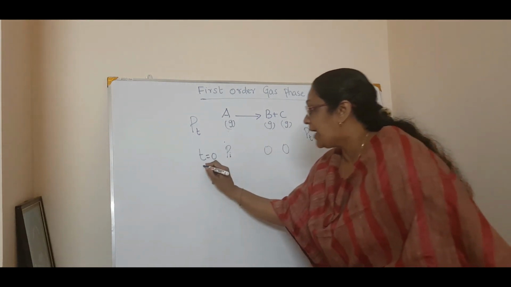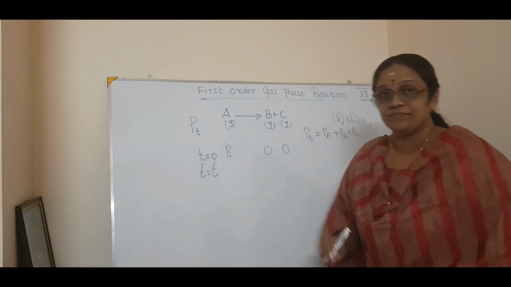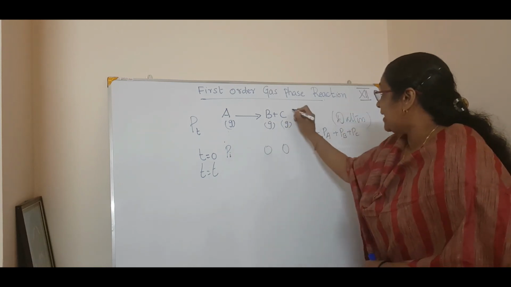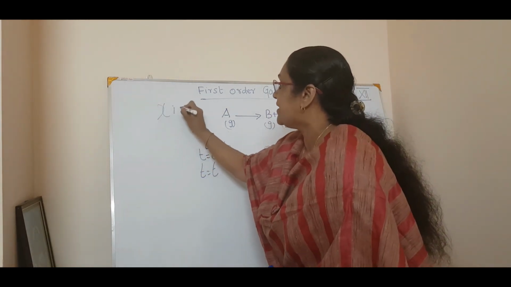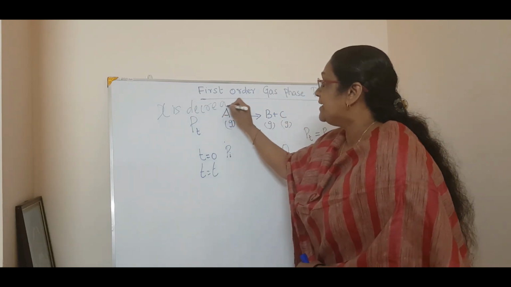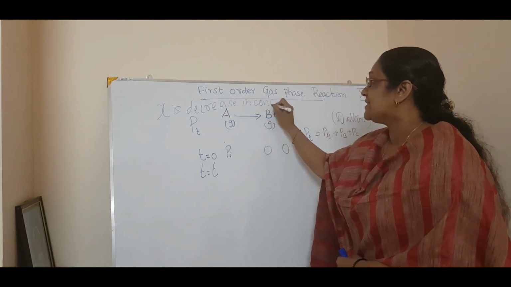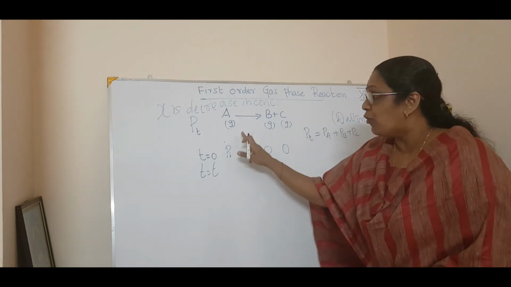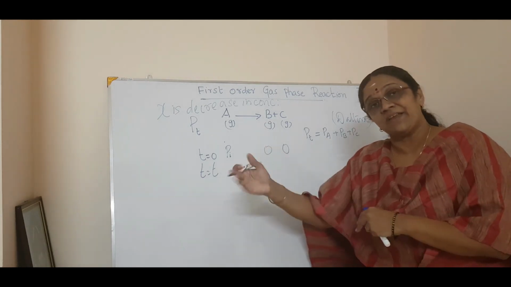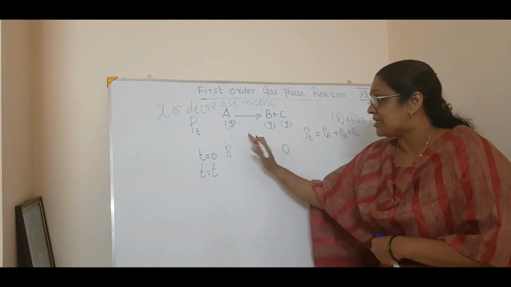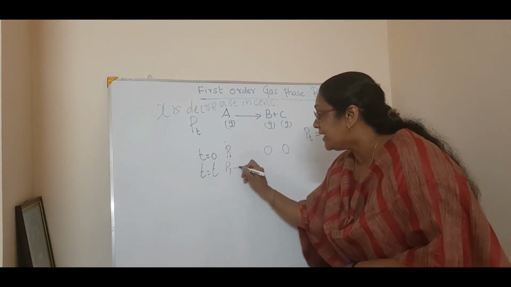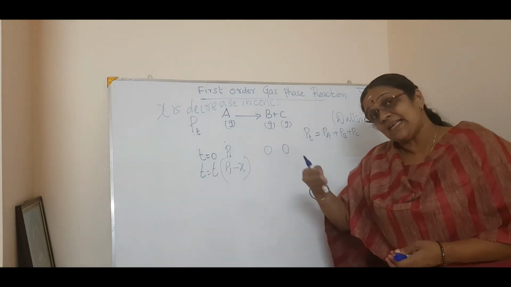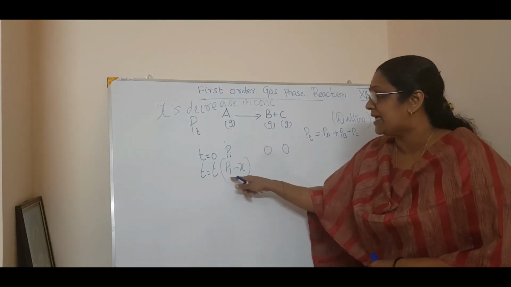Now, at time t is equal to t, at any given point of time, if X is the decrease in concentration, then at time t is equal to t, what will be the pressure of A? X is decreased. That means the pressure of A will be Pi minus X. Am I right? Because initially it was Pi. Now if X is the decrease, then what will be the pressure after a time t for A?